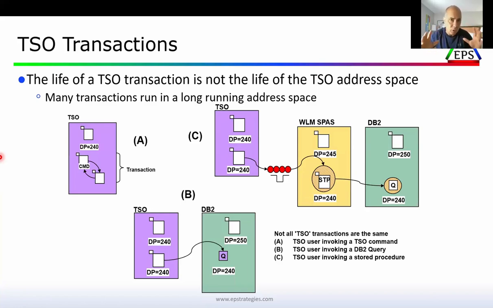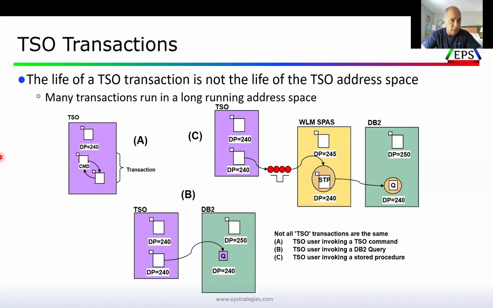The address space is already classified. It's the transactions that we're trying to control. And that's what makes response time goals possible. Because if we looked at the life of the address space, it would be an 8-hour response time, but we're able to understand the individual transactions. And that's why we have response time goals.